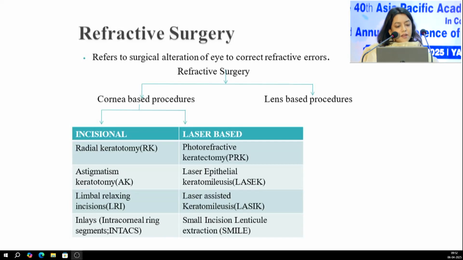Now after all this, this is very important for planning any refractive surgery. We'll learn the basics of how to preoperatively decide which patient is fit for refractive surgery and which is not. Refractive surgery can be cornea-based procedures or lens-based procedures. Here we will mainly be discussing the corneal-based procedures.